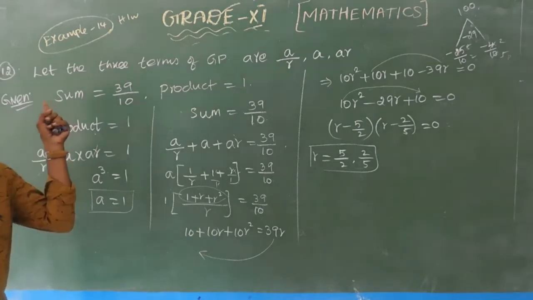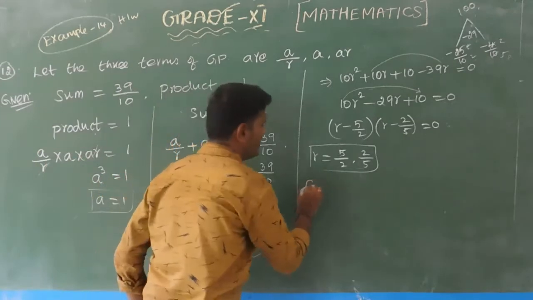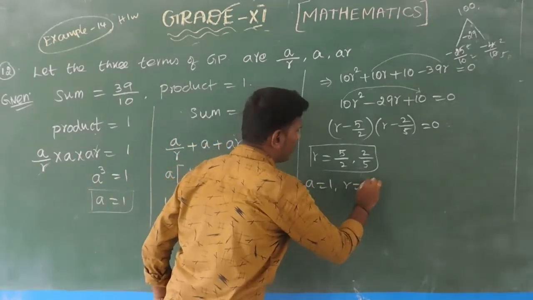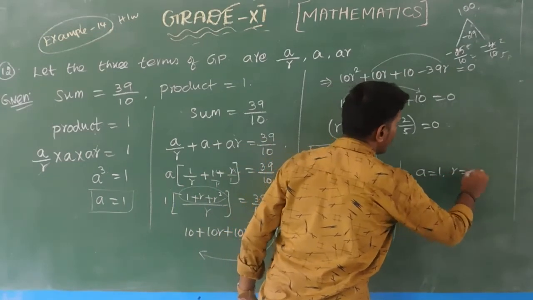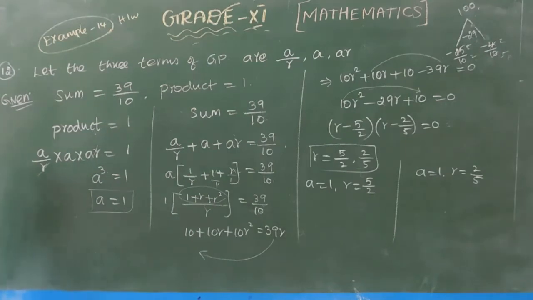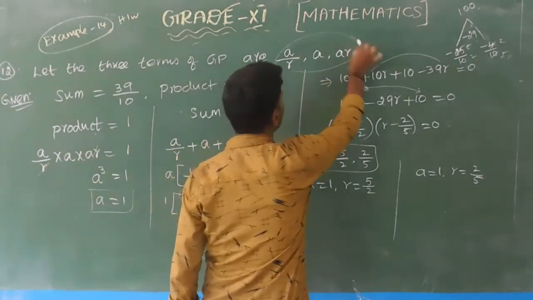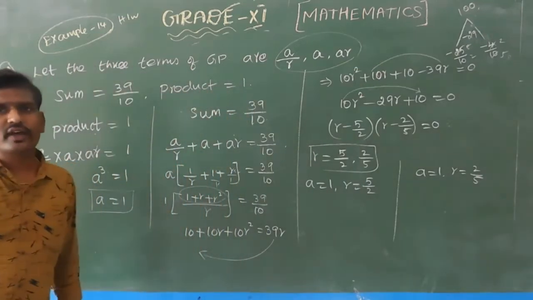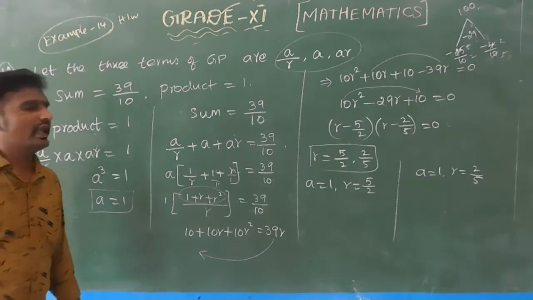Already you have seen that in AP sums, no? Yeah. Now take a equal to 1 and r equal to 5 by 2, and a equal to 1, r equal to 2 by 5. Yes students. Now I am going to substitute these values into the three terms of a GP. Or otherwise take a, ar, and both are the same.